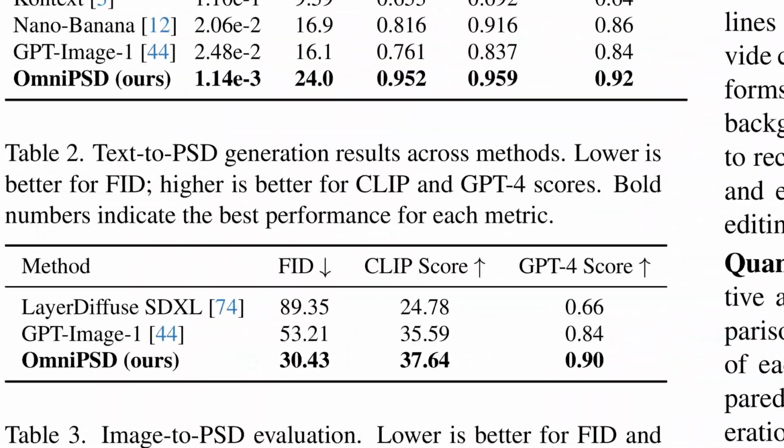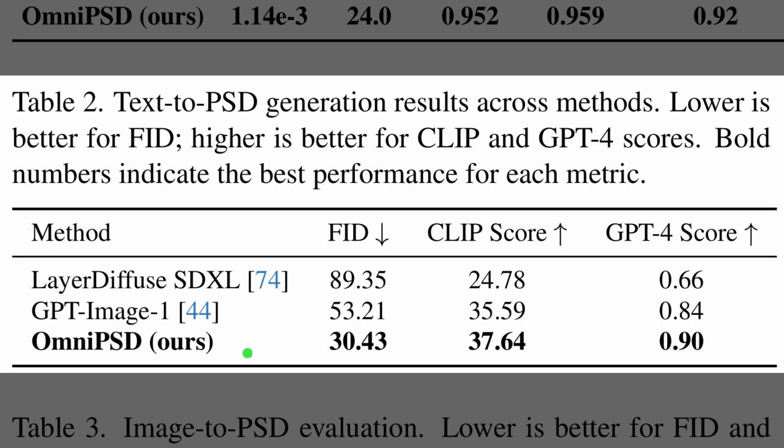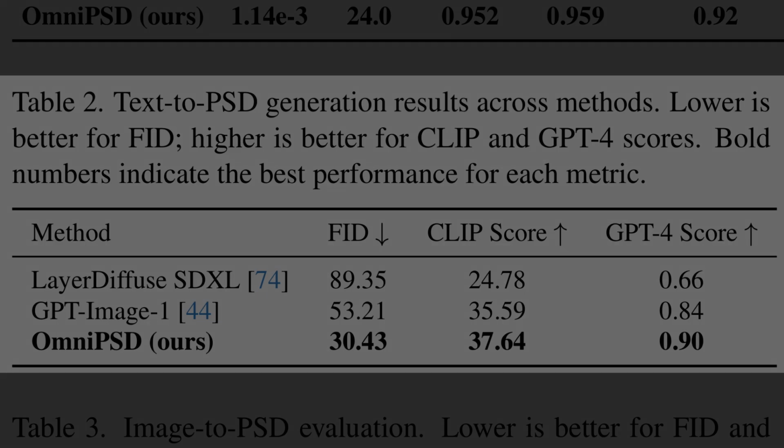Table 2 shows that the system is also the strongest model when generating layered posters directly from text. In this table, lower Fréchet inception distance means images look closer to real designs, while higher CLIP score and higher GPT-4 score mean better alignment with the prompt and more coherent layouts. Compared with LayerDiffuse and GPT Image 1, OmniPSD achieves the best value on all three metrics, so it produces both more realistic and more semantically faithful text-driven posters.